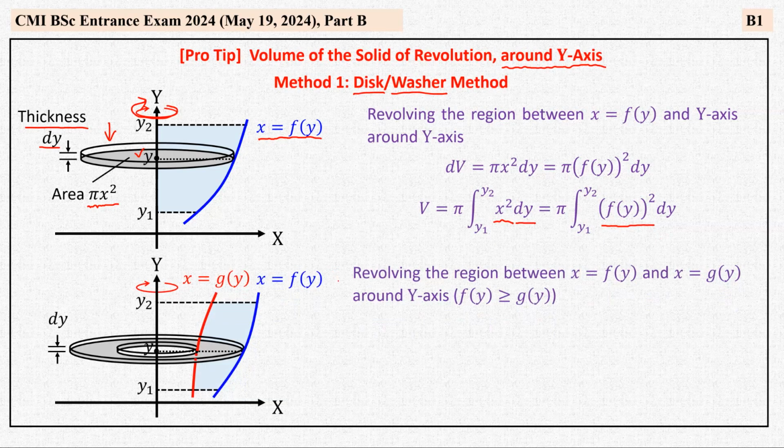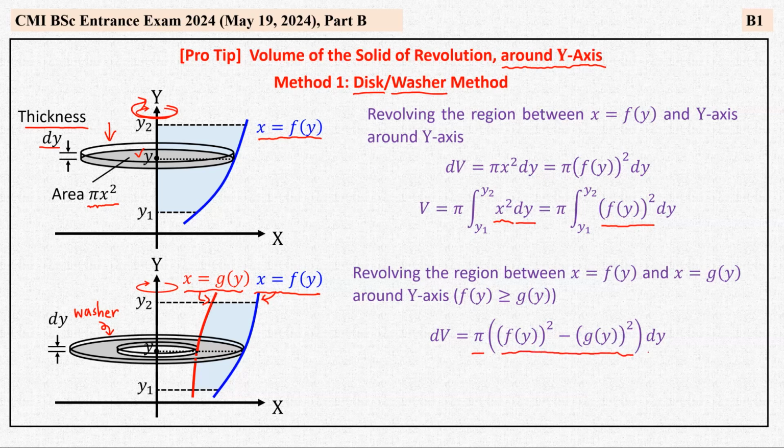If we want to find the volume of the solid obtained by revolving the region between two graphs, x equals f of y and x equals g of y, around the y-axis, then the infinitesimal volume element now becomes a disk with a hole, also called a washer. It is easy to notice that the cross-sectional area now becomes pi times f of y squared minus g of y squared, and this times the thickness dy gives the volume dV. So the volume of the entire solid is pi times the integral of f of y squared minus g of y squared dy.